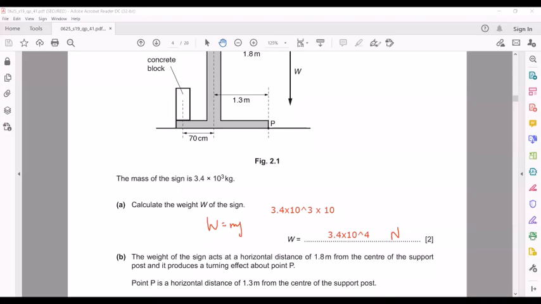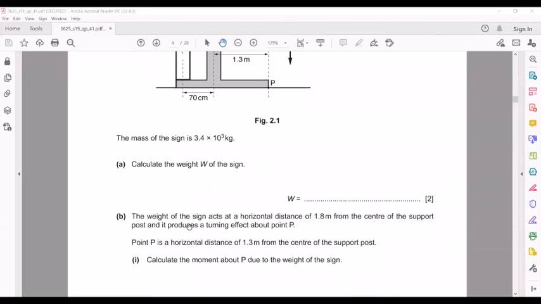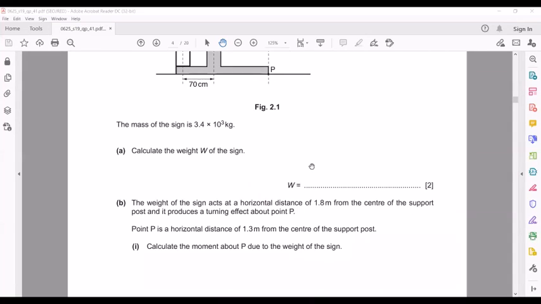The next part: the weight of the sign acts at a horizontal distance of 1.8 from the center of the support post, and it produces a turning effect about P. When they say about P, it means we have to take P as a pivot. About this point, P is our pivot, the point of rotation. Point P is a horizontal distance 1.3 from the center of the support. Calculate the moment about P due to the weight of the sign. So how will we calculate the moment?